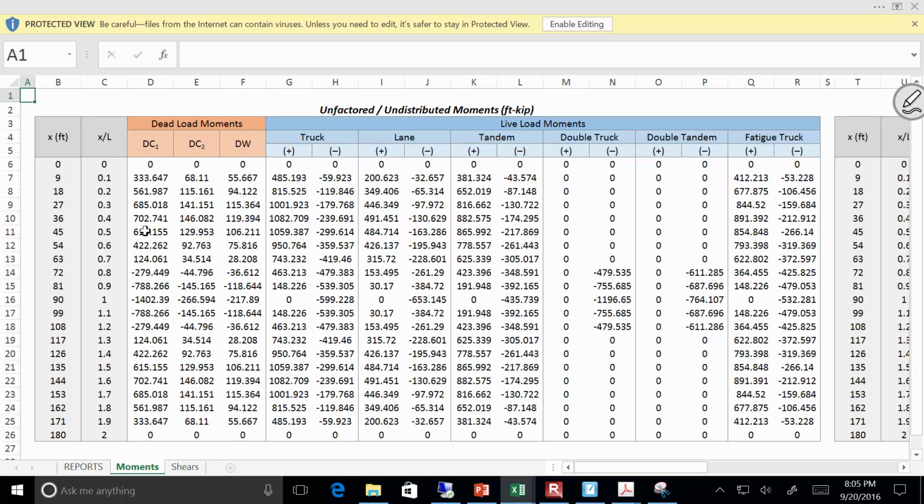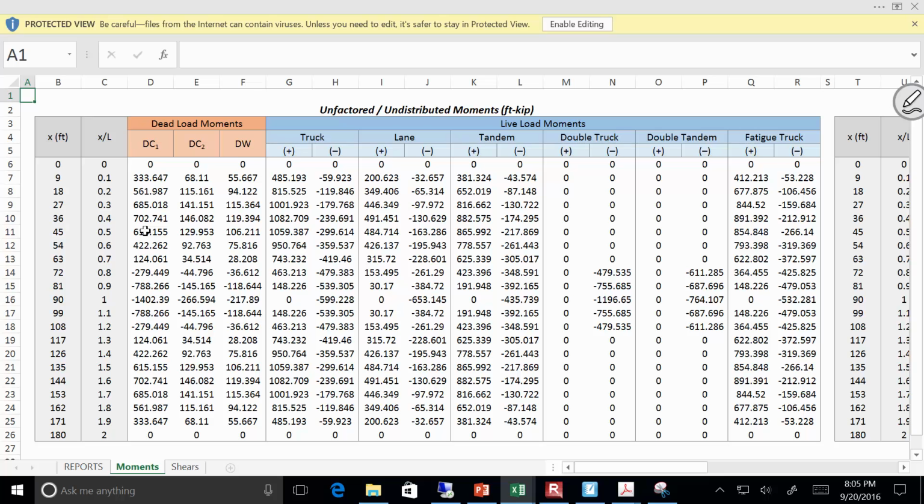So it's all about the extreme effects. Make sense? Everybody good? Okay. Now I've got all these given components. I've got the truck, the lane, the tandem. Now the double truck and the double tandem, what's going on there? I've only got values that are negative. Why? Negative bending. Remember, the double truck and the double tandem were used for negative bending investigations.